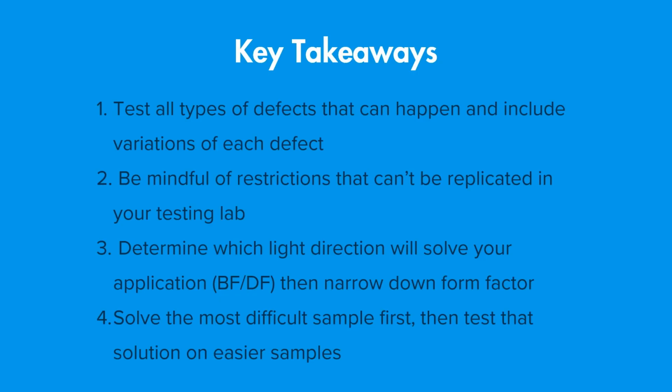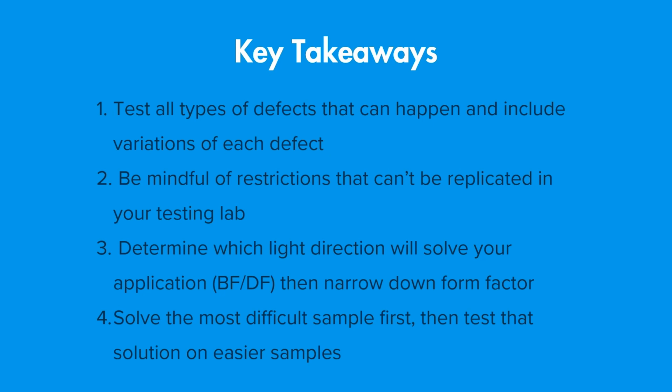So, key takeaways from what this whole point of this webinar is, what we want you to kind of put in your pocket for later. The first one is to test all the types of defects that can happen and include variations of each defect. The more variations of each defect you have, the more confidence you can have in your solution, like I said. And, kind of quick one, test as much as you can and as many different lights as you can for each one.